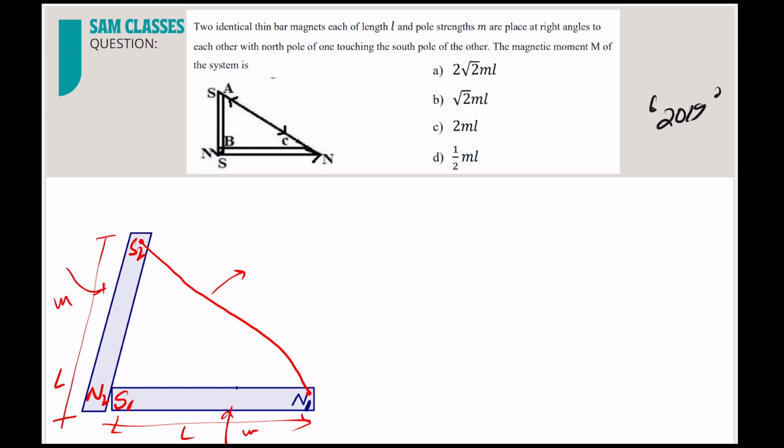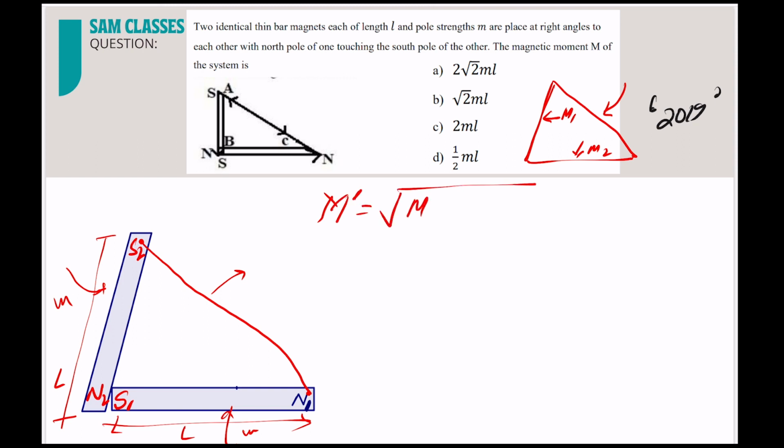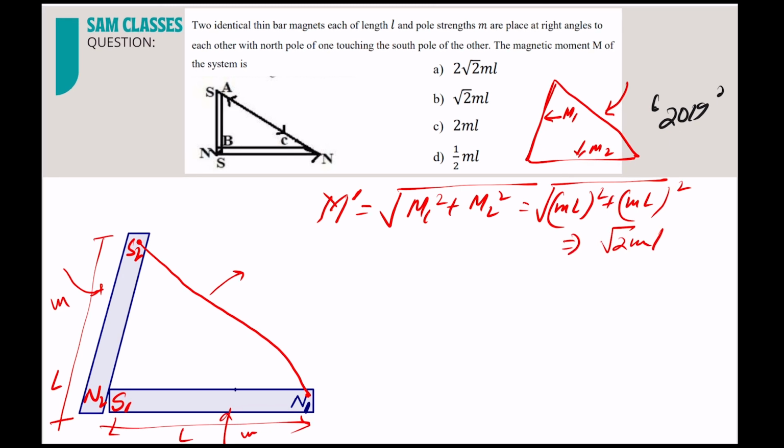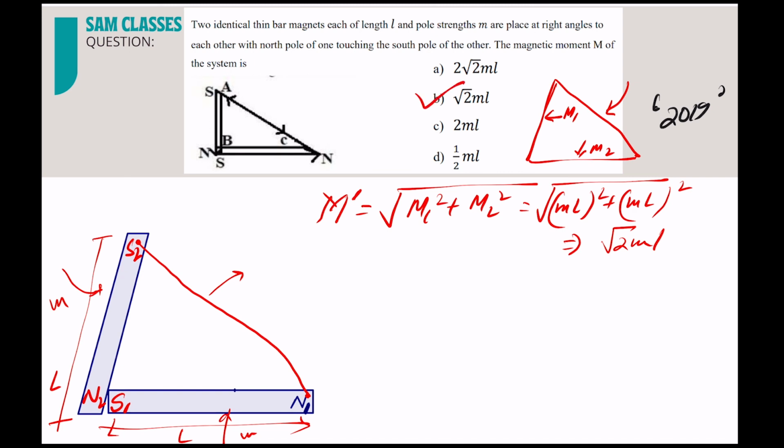One very simple formula. It's just like two vectors: one has M1 here, another has M2 here, and you're asking what is the resultant. So the resultant M dash can be given as root under M1 square plus M2 square, which is equal to M L whole square. Magnetic moment is pole strength into the length. So what do we get? Root 2 M L. That's it. Nothing difficult was there in this question.